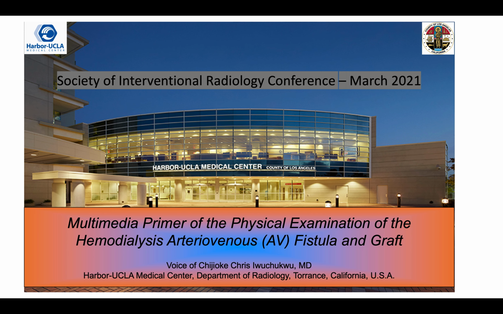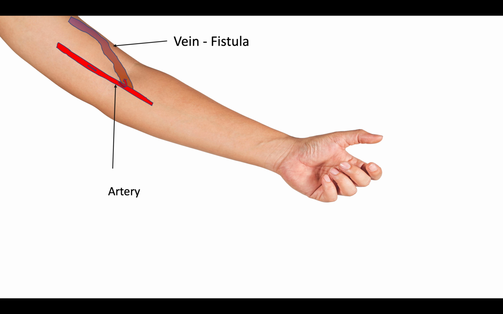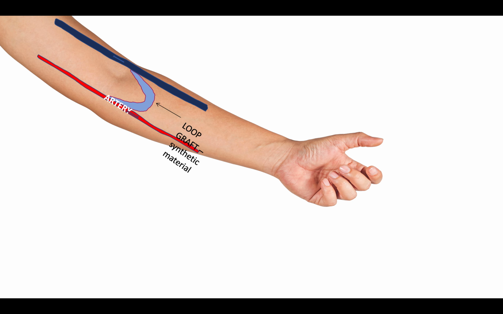I am presenting a multimedia primer of the physical exam of the hemodialysis AV fistula and graft. Let's dive into it. A fistula is created when a vein gets ligated and its end is connected to an artery. The vein gets bigger. The vein is also superficialized closer to the skin for easy access for dialysis. A graft, in contrast, is a connection between an artery and a vein that is established with a synthetic material.